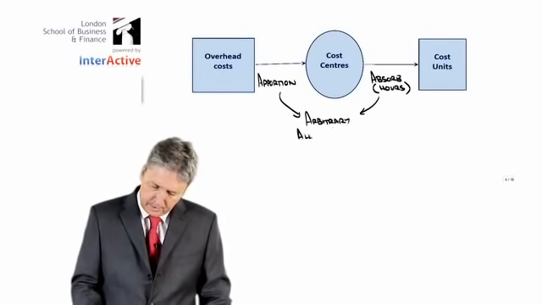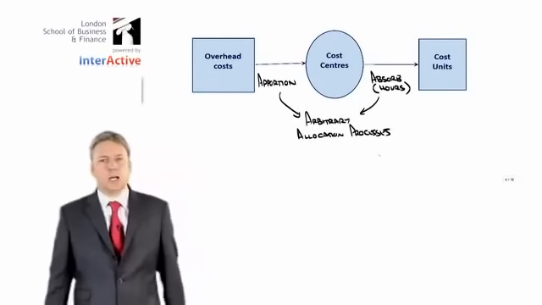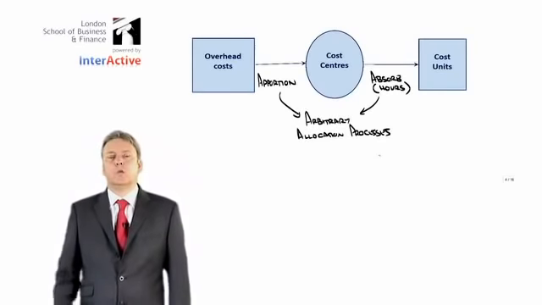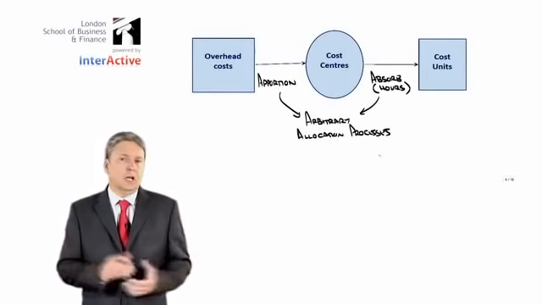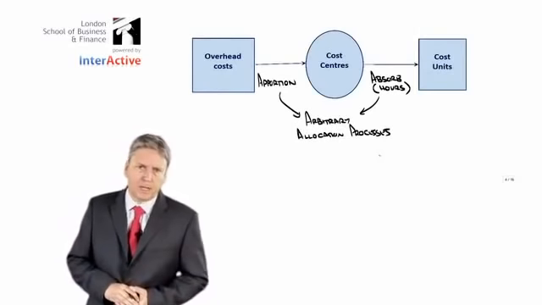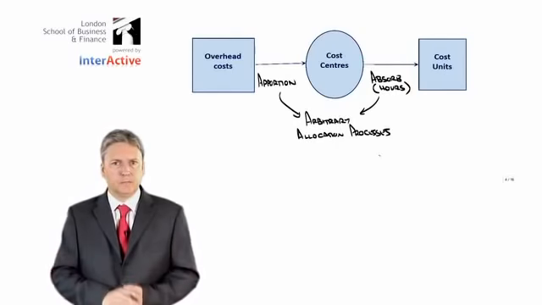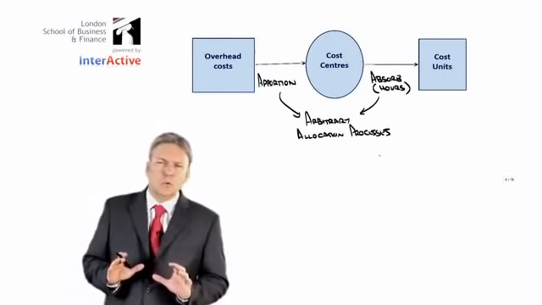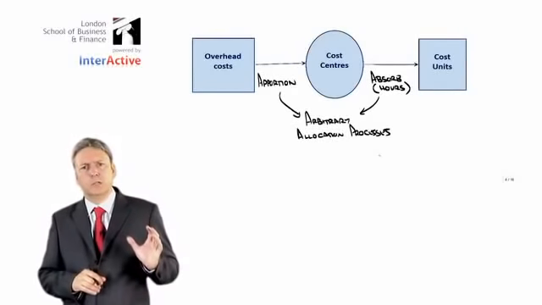Now, this is how absorption costing works, but the problem is that both of these are arbitrary allocation processes. It's all based on guesswork. As a result of it being based on guesswork, we cannot guarantee that the cost per unit is accurate. And, as I've said before, as things become more complex, it is less and less likely that the cost per unit is going to be accurate. So, if that's what we can't do, what can we do? How can we achieve an accurate product cost per unit?